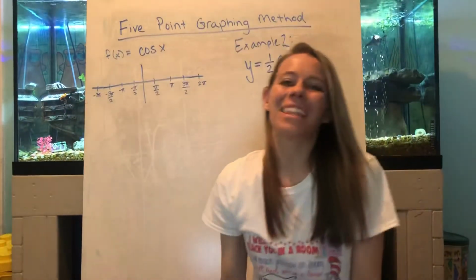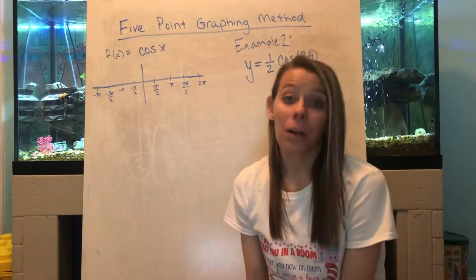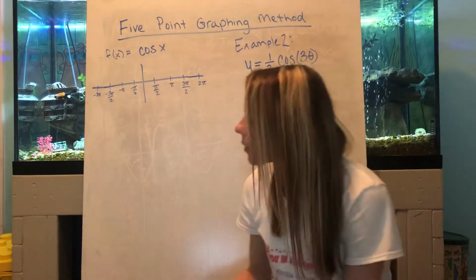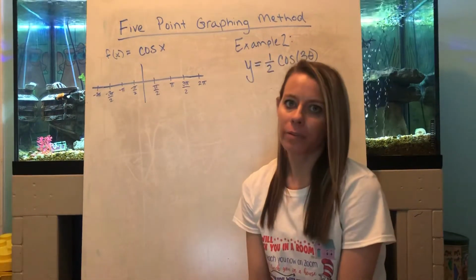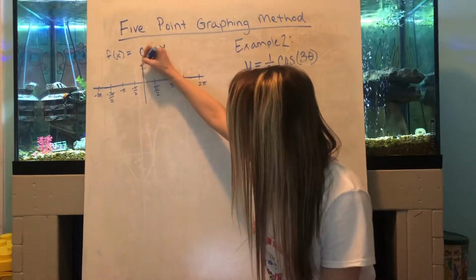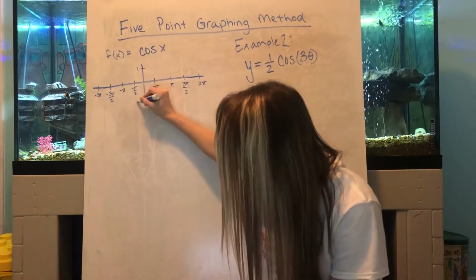Today we're going to be looking at the 5-point graphing method with a cosine graph and with a period change. So first of all, let's revisit the parent graph of cosine. Remember the amplitude is 1, so it goes from -1 to 1 on the range.